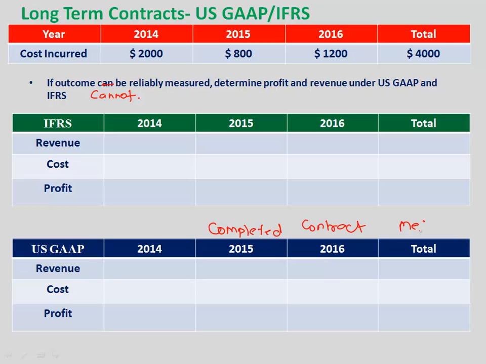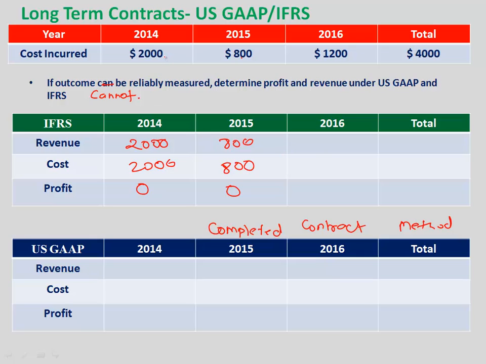Completed contract method. Okay, so let's see how the accounting is specifically done. In case of IFRS, the revenue would be same as the amount of cost. So this is 2000, this would be 2000, profit is 0. This would be 800, this would be 800, profit is again 0. And then the entire profit is to be recognized the year in which the project is to be completed.